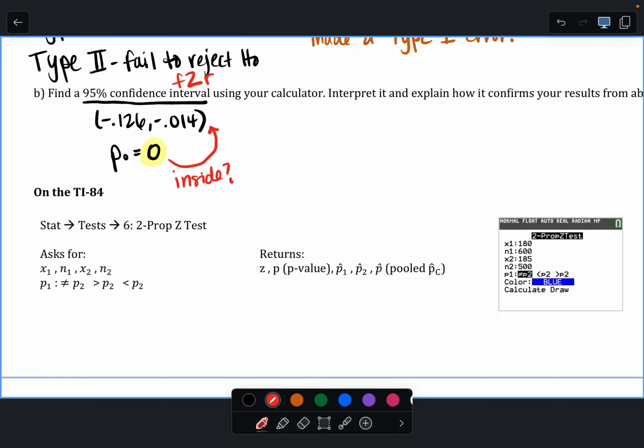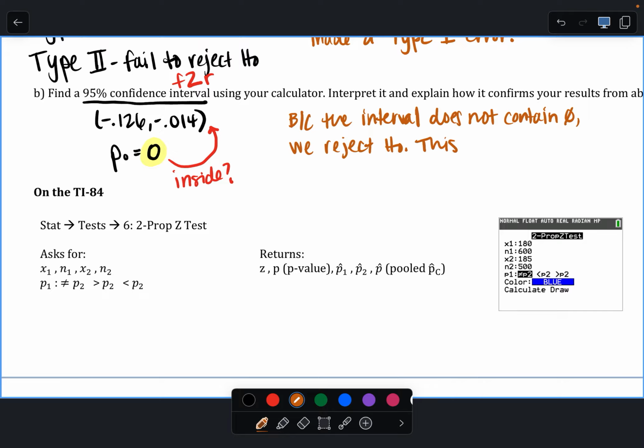If it does, you cannot have evidence against the null. It's a possibility for what it could be. But if it's not, so in this case, 0 is not between 2 negative numbers, we have enough evidence to reject the null. So because the interval does not contain 0, we reject H0, or the null.